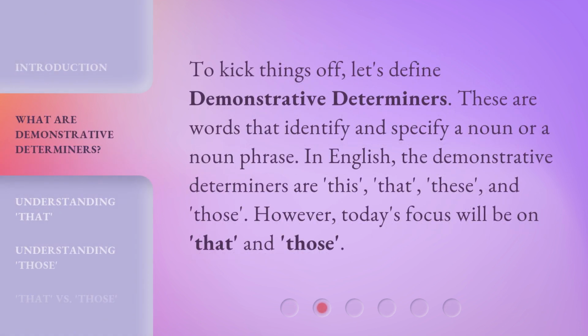To kick things off, let's define demonstrative determiners. These are words that identify and specify a noun or a noun phrase. In English, the demonstrative determiners are this, that, these, and those. However, today's focus will be on that and those.